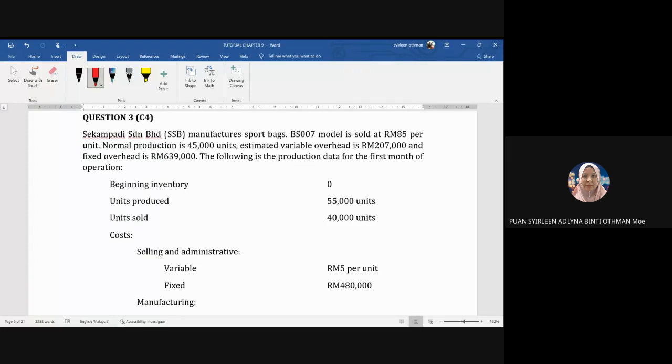Okay, ini harga jual. Okay, ini normal production. So that is your estimated unit. Okay, estimated unit is 45,000. Estimated variable. Okay, estimated VMOH 207. And this is estimated fixed.